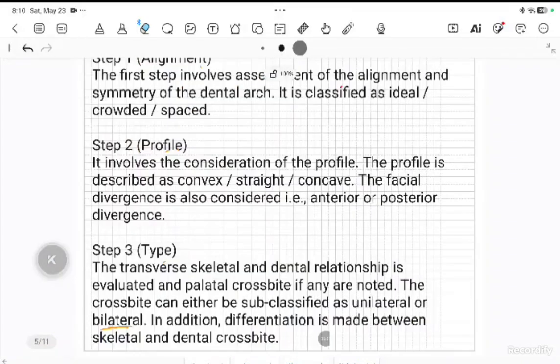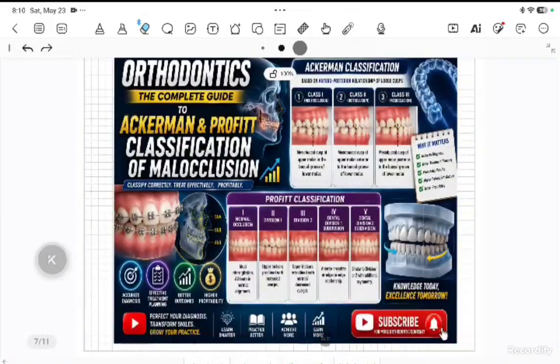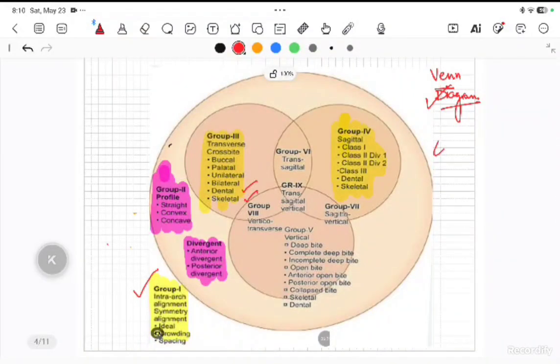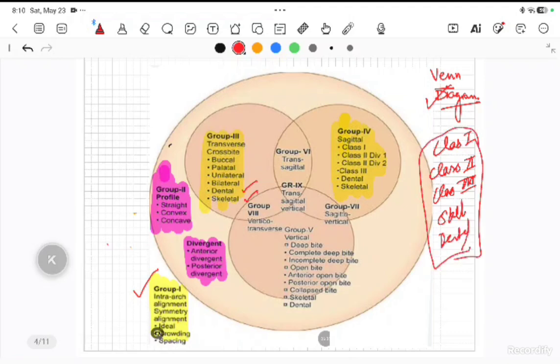For example, this is the patient. The patient is standing in this way. So in this direction, this is the sagittal. Sagittally you will see whether it is class 1, class 2 or class 3 malocclusion, and whether it is skeletal or dental. You have to keep a check on it too.